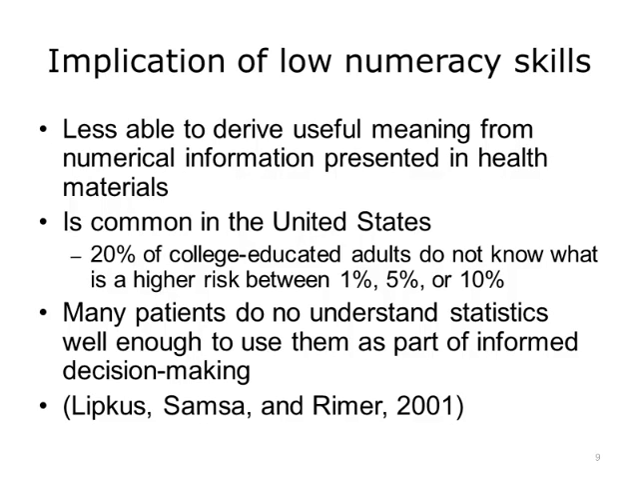Low numeracy is really common in our society. To put the issue into perspective, approximately half of the adults in the United States are unable to accurately calculate a tip, and 20% of college-educated adults do not know what is a higher risk between 1%, 5%, or 10%. So when a provider tells a patient that his or her 5-year risk of disease is 12%, or informs a patient that the risk of a side effect from a drug is 15%, many patients will not understand such statistics well enough to use them as part of making an informed decision.